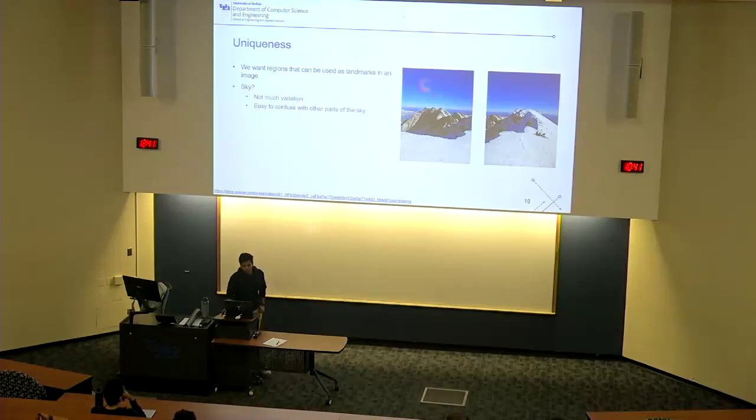Say I pick this one patch from the sky. If you zoom into that part and just look at the pixel values, it's mostly just blues there. There's not much variation. If you gave me just this patch and told me to pick out where in the sky it is just by looking at it, I couldn't do it. It could be anywhere in the sky because there's barely any variation within the patch, and it's easy to confuse with other parts of the sky.